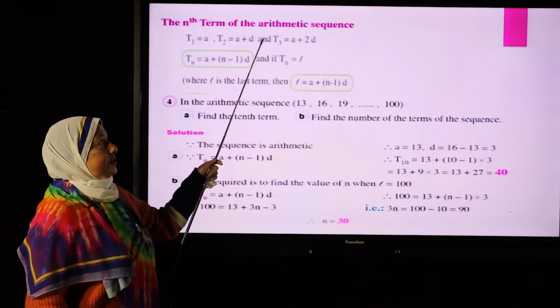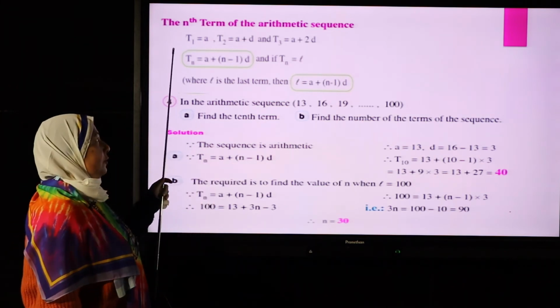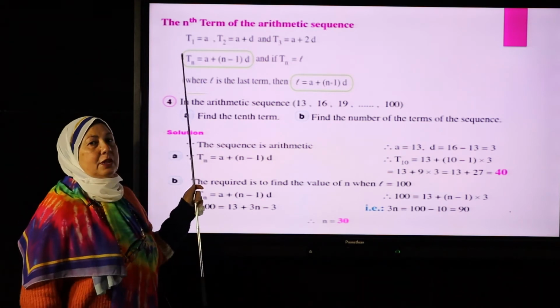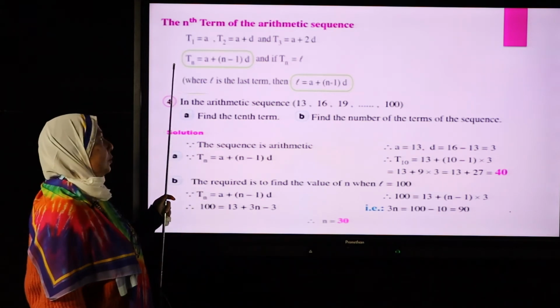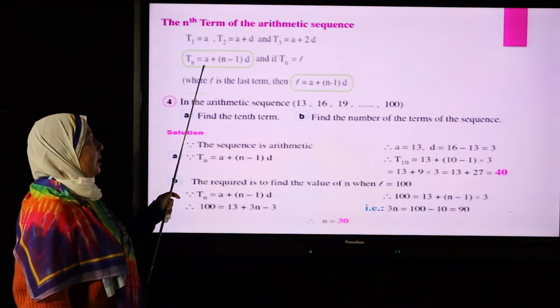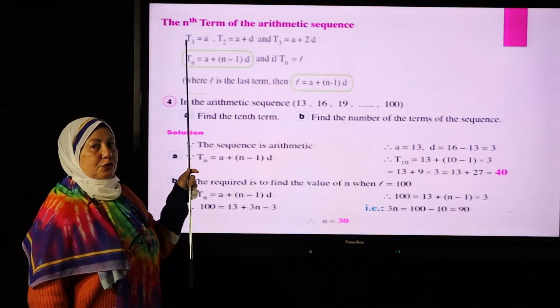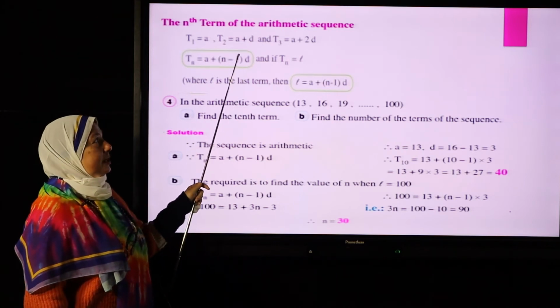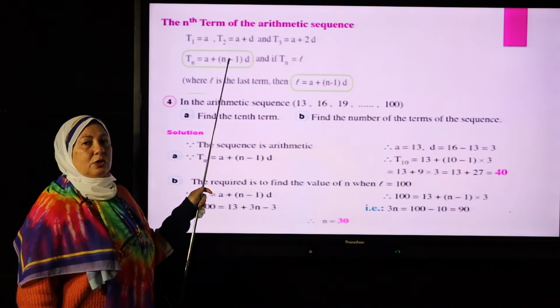General term of the arithmetic sequence. What's the meaning of general term? Any term of any sequence has the rule Tn equals a plus (n minus 1) d. a is the first term, d is the common difference, n minus 1 is related to the order of the term.